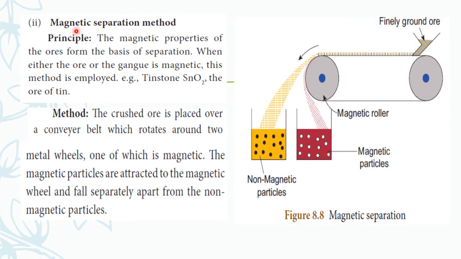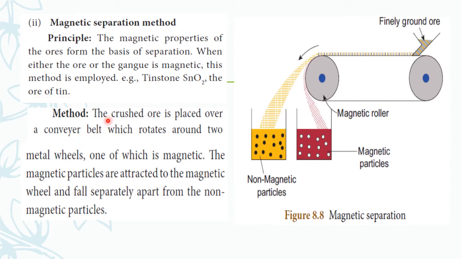Next method is magnetic separation method. See, this is the diagram. We'll see the principle. The magnetic properties of the ores form the basis of separation. When either the ore or the gangue is magnetic, this method is employed. Example, tungstate, formula SnO2, the ore of tin.